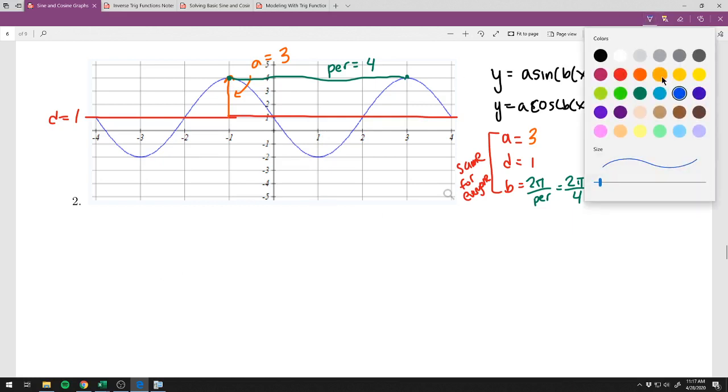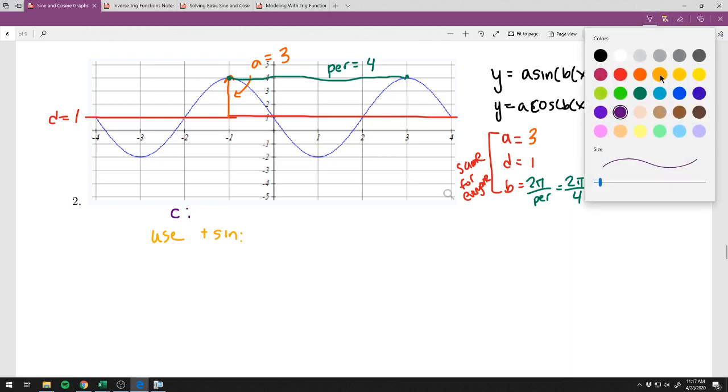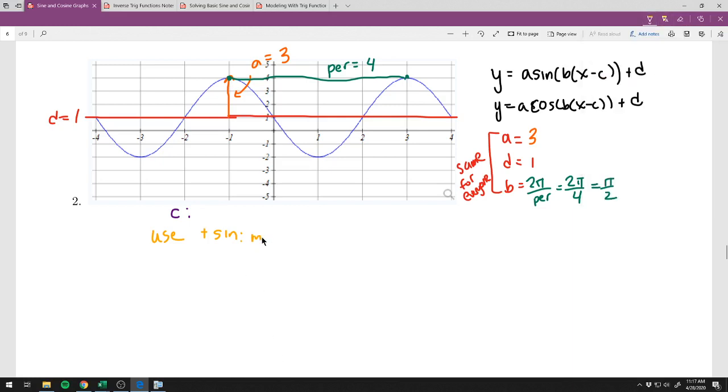All right, but let's look at C. I'm going to use sine first. So positive sine, the way we would get C with positive sine is we want to be in the middle. And if you've pointed out your midline, it makes it a lot easier. We want to be in the middle and going up.